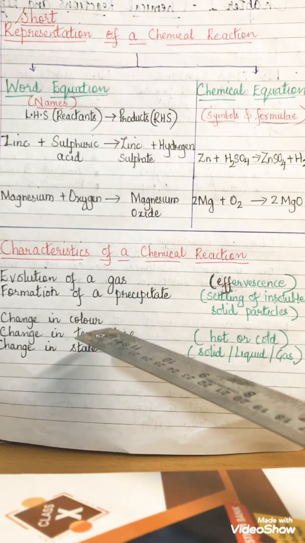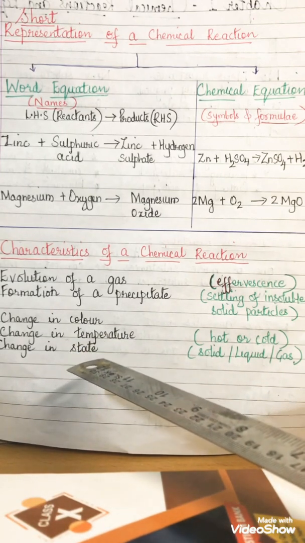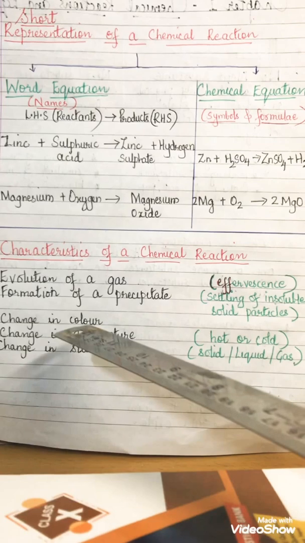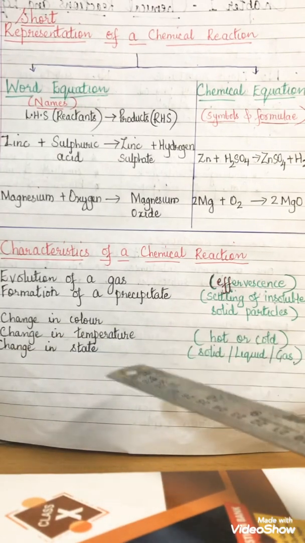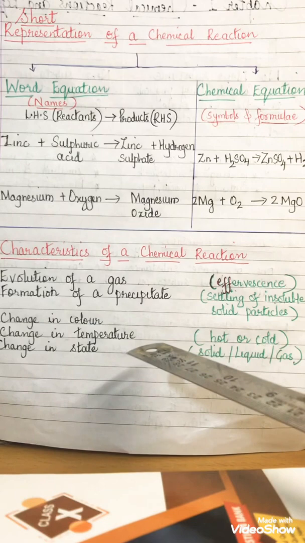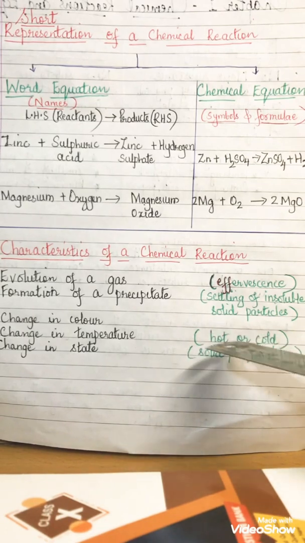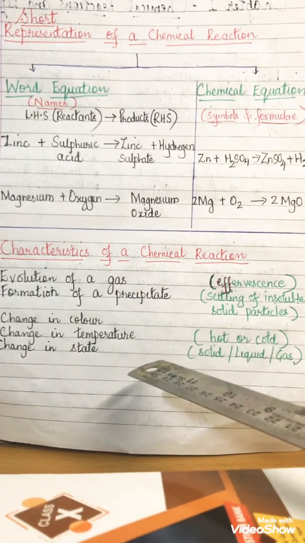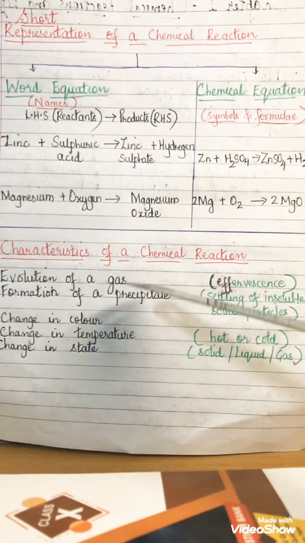If you remember, last year we did this activity where we put iron nails, iron filings into copper sulfate solution, and the blue color of the copper sulfate solution changed to green due to the formation of ferrous sulfate. So that change in color also indicates a chemical reaction. Then change in temperature. If the reaction mixture becomes hot or it becomes cold, then you know that it is a chemical reaction. Change in state. Even when there is a change in state from solid to liquid or liquid to gas or vice versa, it is possible that a chemical change has taken place. So in a chemical reaction, you can see one or more of these characteristics.